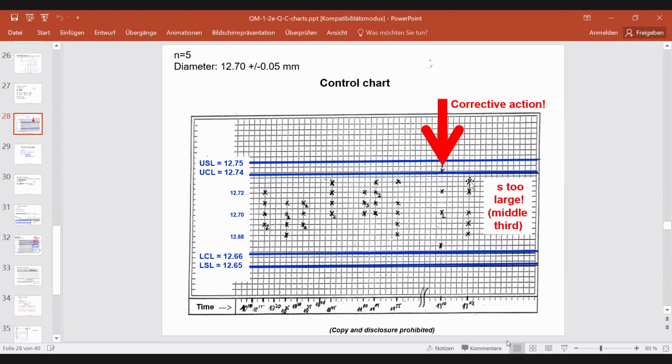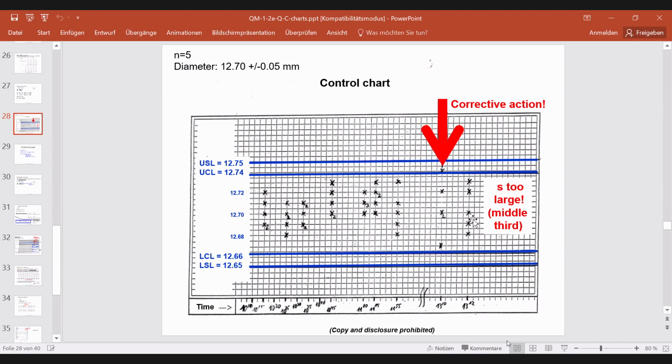After the corrective action, they do another measurement at 13:12, and then these measurements here are inside the control limits, which is good, but the variation is still too big. So they have to think about what they can do to reduce the variation.